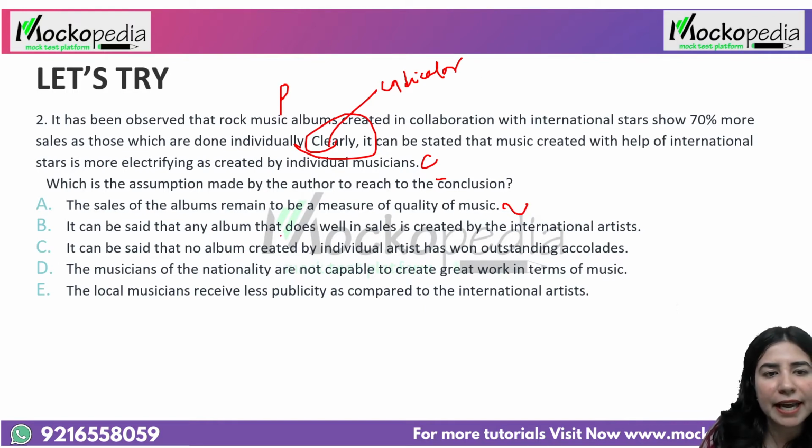It can be said that any album does well in sales as created by international. So any album is extreme, we can't say. It can be said no album created by individual artist has won outstanding accolades. So no album again extreme and nahi bol sakte. The musician of the nationality are not capable to create great work. Again, we can't say that. Out of scope. The local musicians receive less publicity. So publicity की बात नहीं हो रही. So even this goes out.